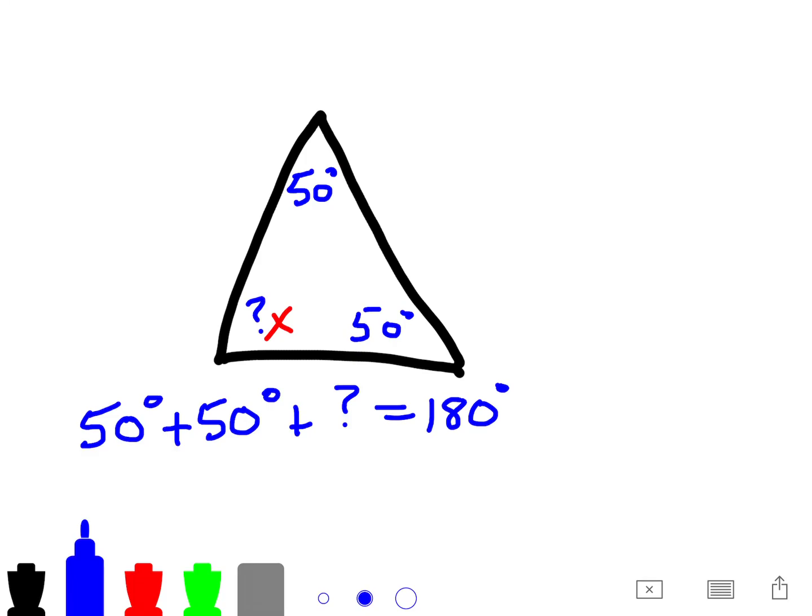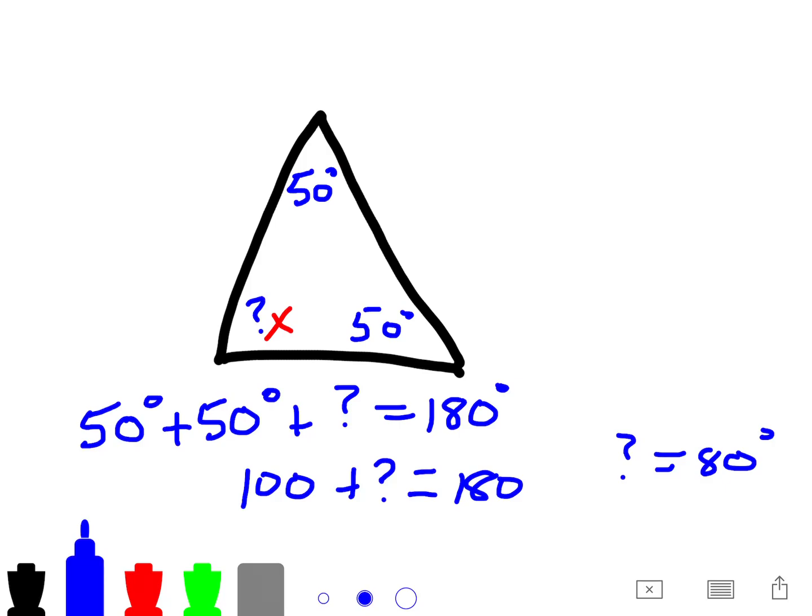Okay, so let's simplify this a little bit. 50 plus 50 is 100. I'm combining my like terms. Plus the question mark equals 180. If I subtract 100 from both sides, that means my question mark is 80 degrees. Done. That was easy. So that means that this has to be 80 degrees.